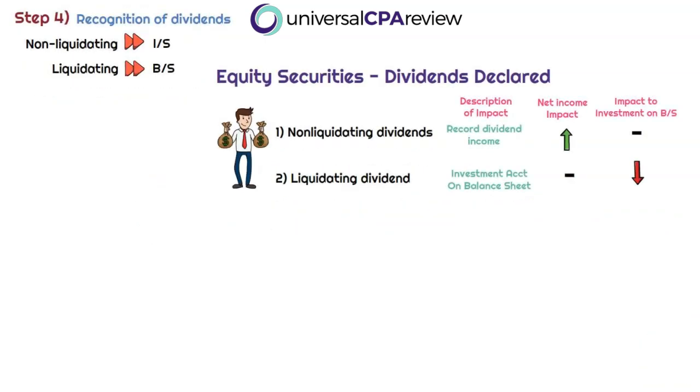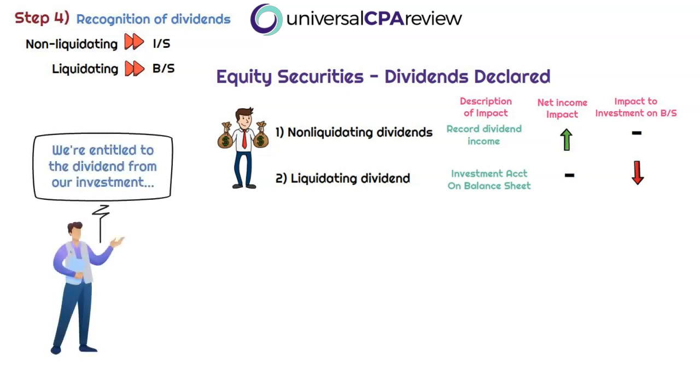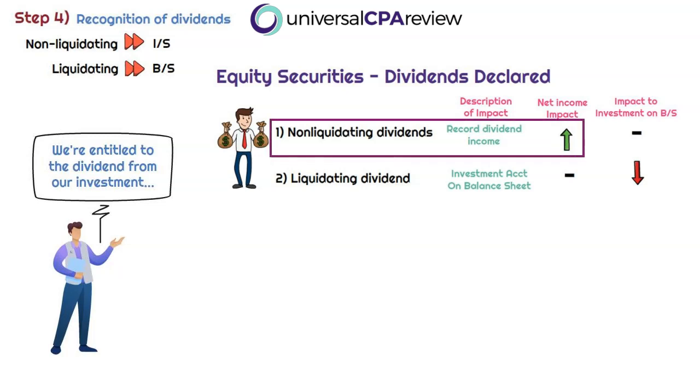Now we're going to talk about how to deal with liquidating and non-liquidating dividends. As a holder of common or preferred stock, if the company declares a dividend, well, you're going to be entitled to that dividend. Now again, when you see dividends in a question, the default type of dividend that you're going to assume is going to be non-liquidating, meaning the company declared a dividend of, say, $5, and it's in cash and it'll be paid out, right?